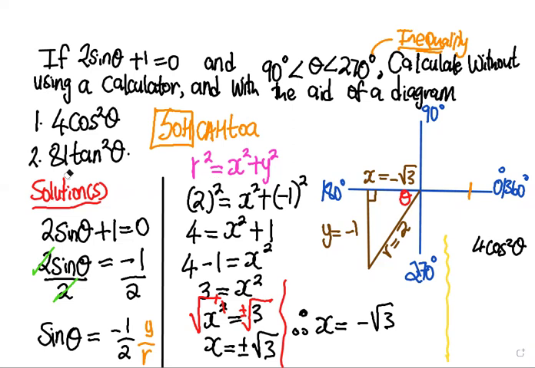So they want us to find 4 cos squared theta. I'm just going to try to write it here. I think it's wise to write it on the other side so that you don't get confused. So number one, they want us to find 4 cos squared theta. This is what you're going to do.